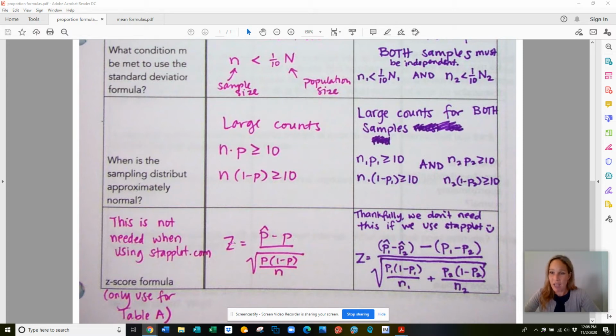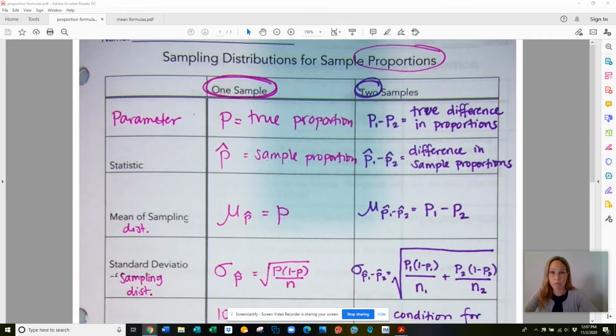And we don't actually have to do this last step. So this last step would be if we do not have access to that technology, if we can't use Stapplet, you would want to find the z-score. We always take the sample statistic, subtract the population parameter, and divide by the standard deviation. We do not need to do that if you're plugging directly into Stapplet. So that is for if you had one proportion there from one sample.